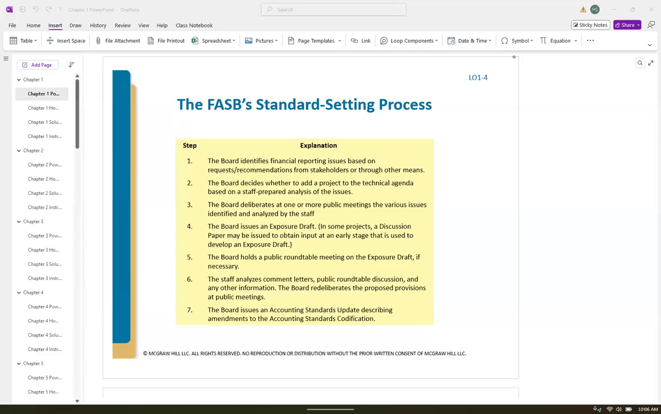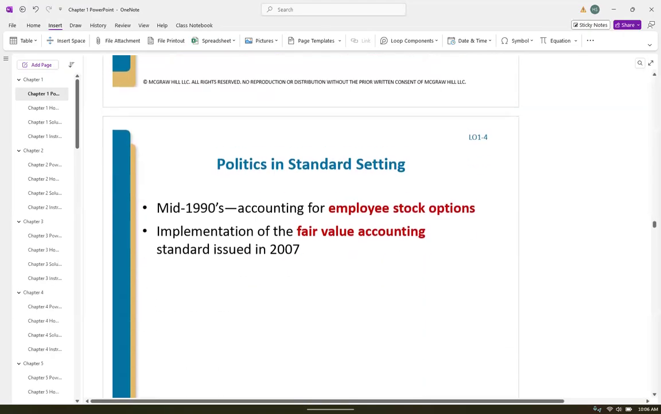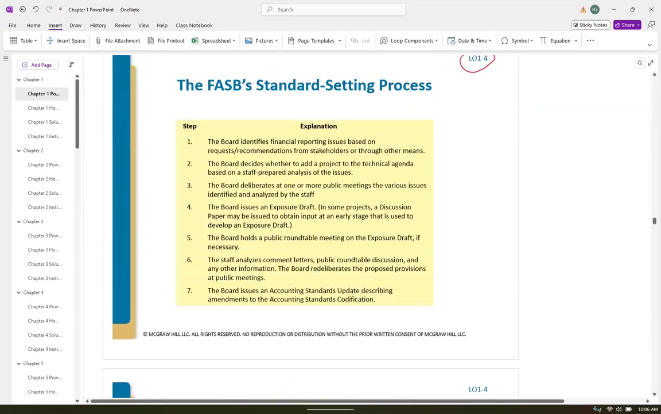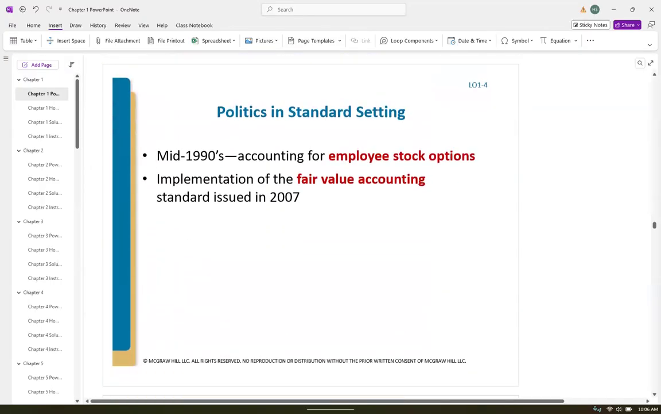All right, in this video, we're picking up on Learning Objective 1.4, and we're going to go all the way through 7 in this video. So here is the FASB's standard setting process. They give you these steps and then an explanation. I'm not going to go into a lot of detail on that because it's just the process of how they set a standard, okay?